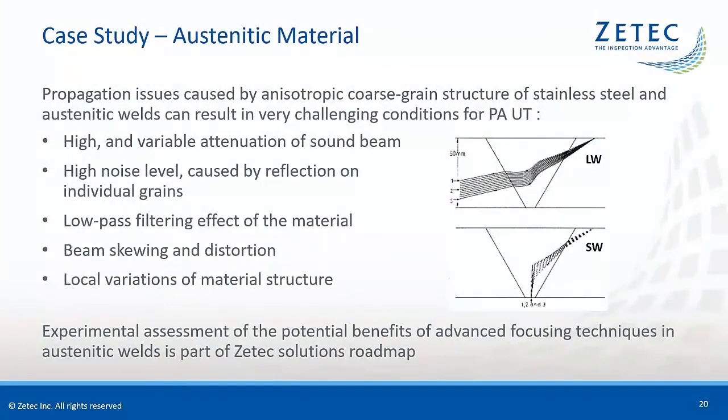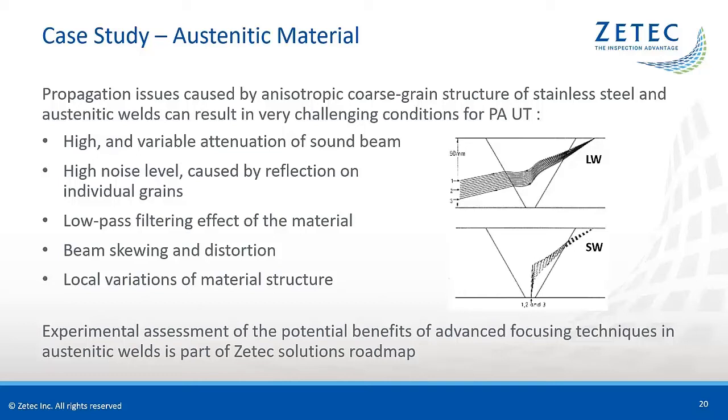The last part of this webinar addresses the inspection of austenitic material. The anisotropic coarse-grained structure of stainless steel and dissimilar metal welds typically results in a strange behavior of the ultrasonic beam when propagating through the material. And this finally results in very challenging conditions for phased array UT inspections, like high attenuation and high ultrasonic noise caused by individual large grains.